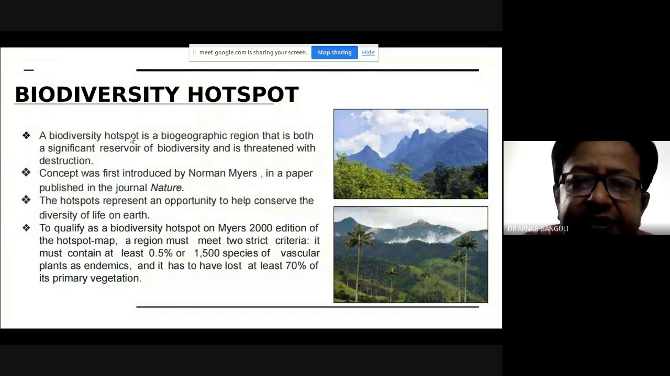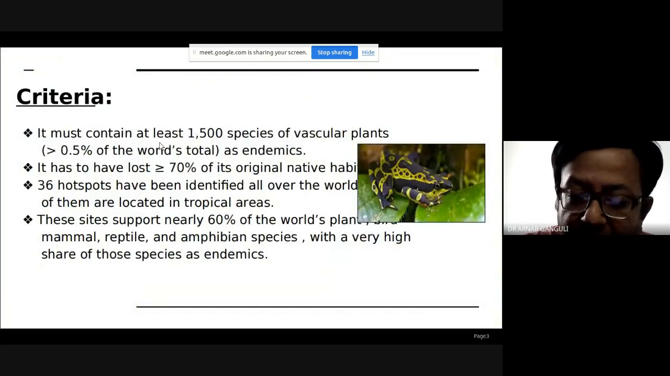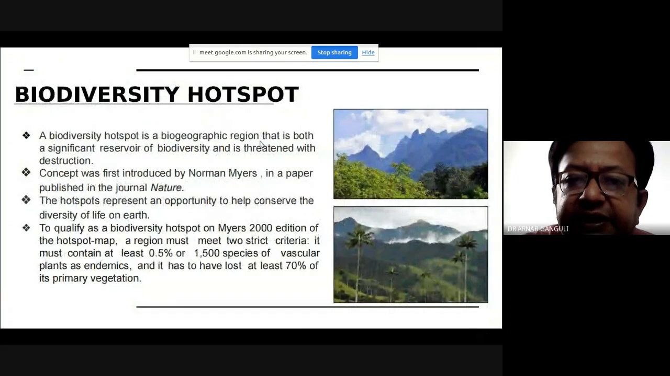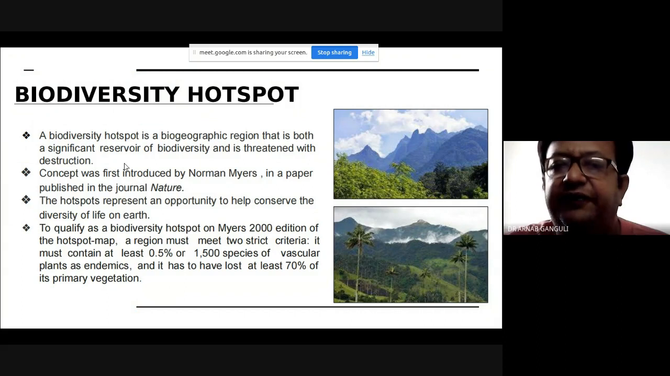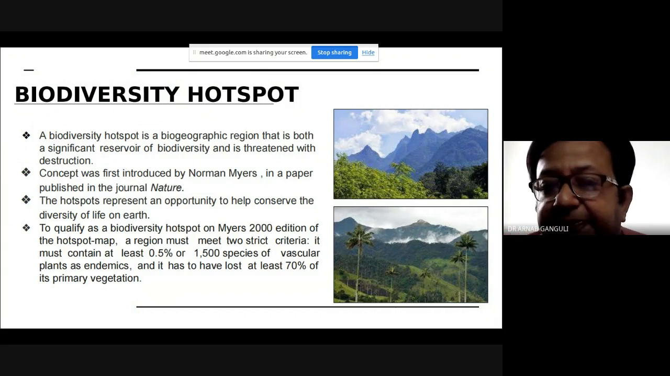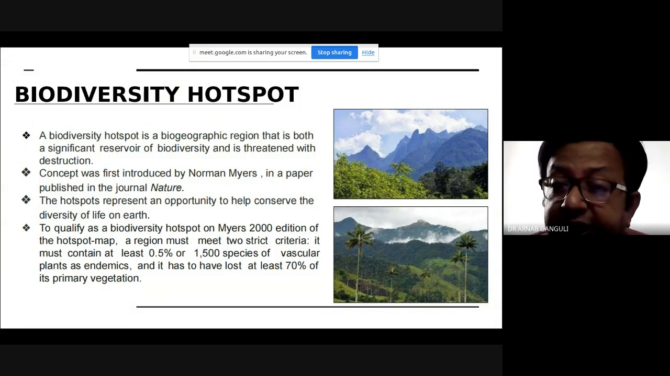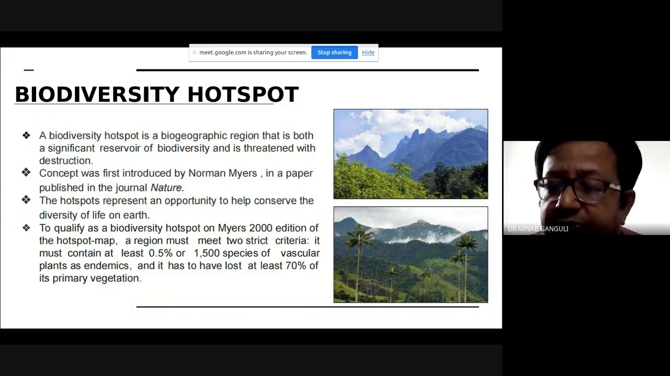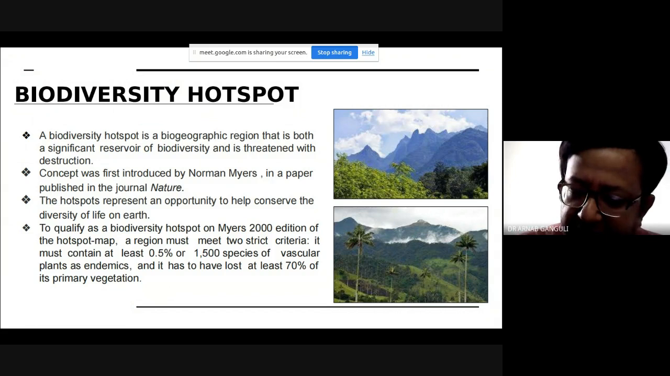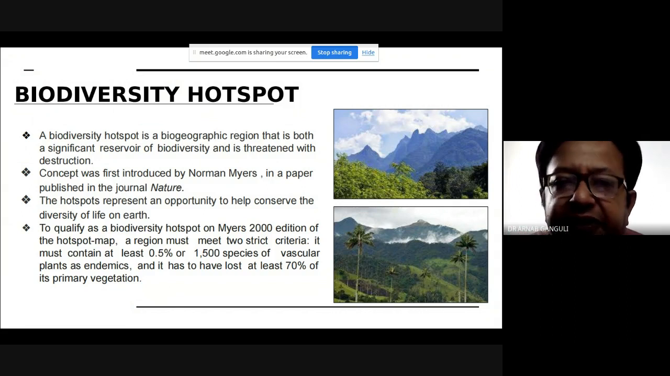So what is a biodiversity hotspot? A biodiversity hotspot is a biogeographical region that is both a significant reservoir of biodiversity and is threatened with destruction. So, one geographical region where different species of animals live. And the most important thing is that it is also threatened with destruction, because human beings want land for making homes, development, mining, trees for wood, and all these things. So when you are cutting them up, these species lose their home and they die out. So there is an extinction in the biodiversity hotspot.